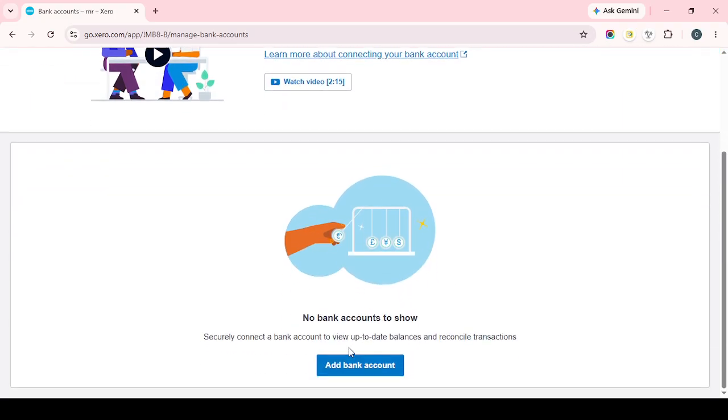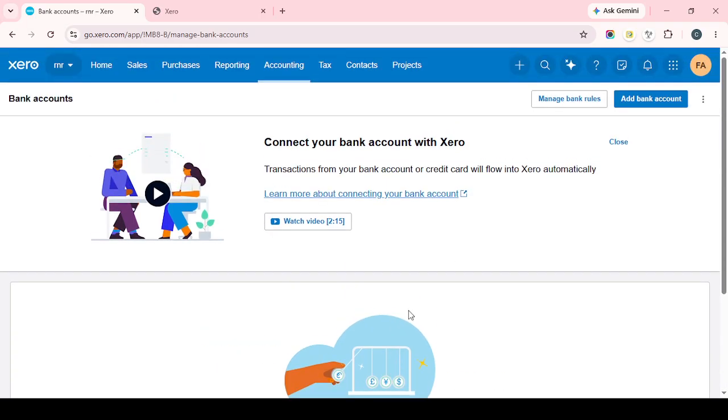A helpful tip as you go is to reconcile regularly rather than leaving too many transactions to build up at once. It makes errors easier to spot and helps keep your financial information reliable. By following this process, you'll keep your credit card account clean, organized, and fully aligned with your records in Xero.